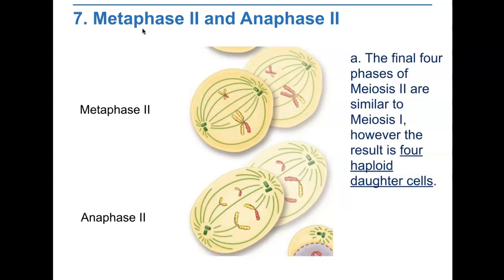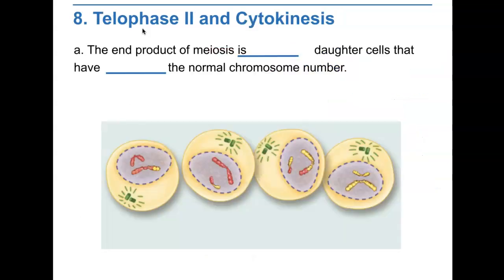During metaphase of meiosis II, chromosomes line up in the center of each cell. As the cell enters anaphase, the paired chromatids separate. The final four phases of meiosis II are similar to those in meiosis I. However, the result is 4 haploid daughter cells.